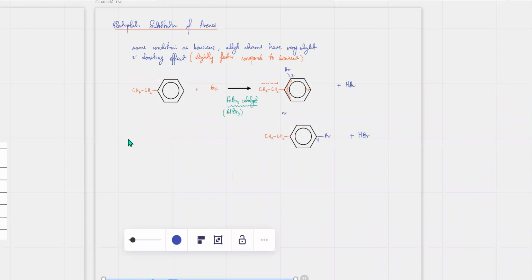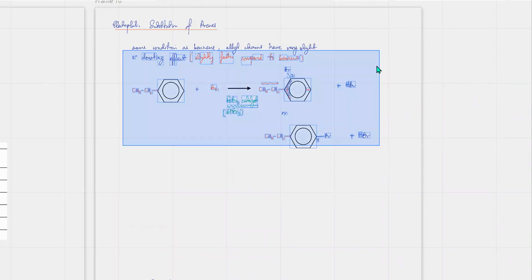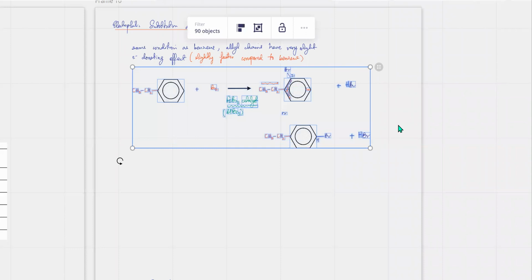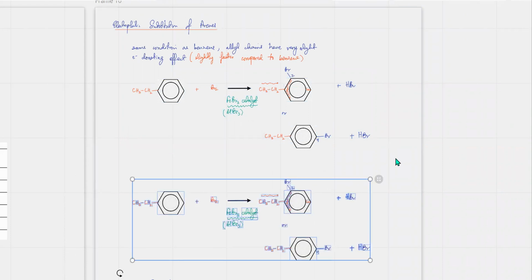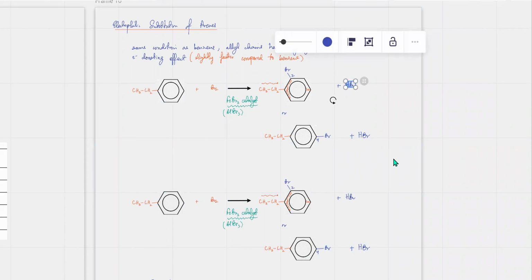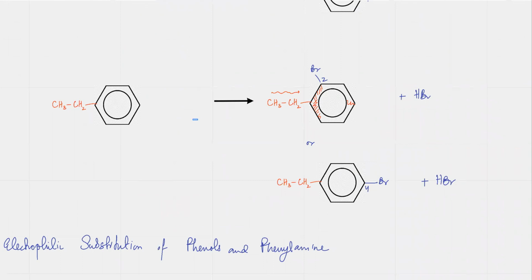Nitration would be kind of the same. So nitration is going to have the same conditions: concentrated nitric acid plus concentrated sulfuric acid. Plus the temperature would be the same as well, 55 degrees centigrade.